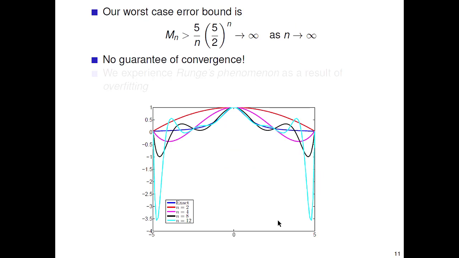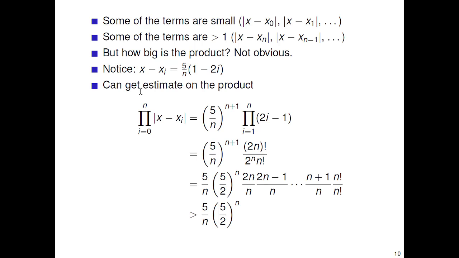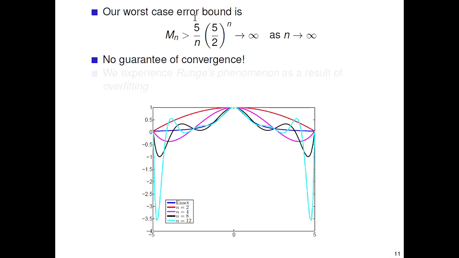So let's put that into my error bound. We said our worst case error bound was at least this big, maybe bigger. That means our worst case error bound is bigger than this. And then we think about what happens to this as n goes to infinity. Okay, we can take that limit. If we take the limit, we find actually as n goes to infinity, this goes to infinity too.